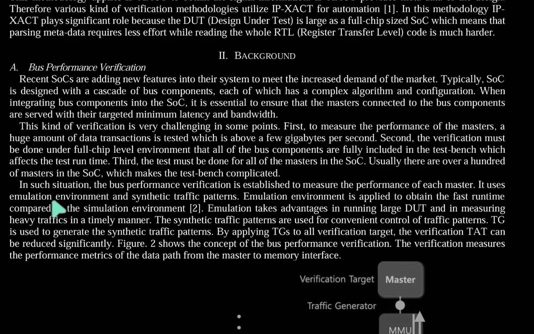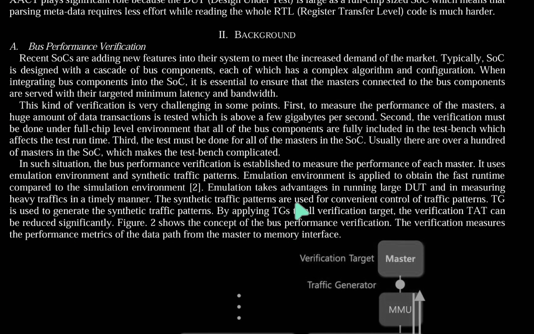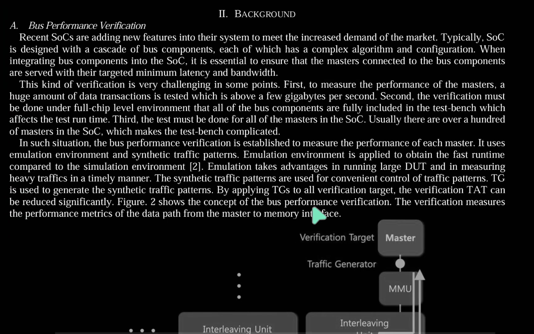It uses the emulation environment and synthetic traffic patterns. The emulation environment is applied to obtain a fast runtime compared to the simulation environment. Emulation takes advantage of running a large DUT and measuring heavy traffic in a timely manner. The synthetic traffic patterns are used for convenient control of traffic patterns. TG is used to generate synthetic traffic patterns. By applying the TGs to all verification targets, the verification TAT can be reduced significantly.